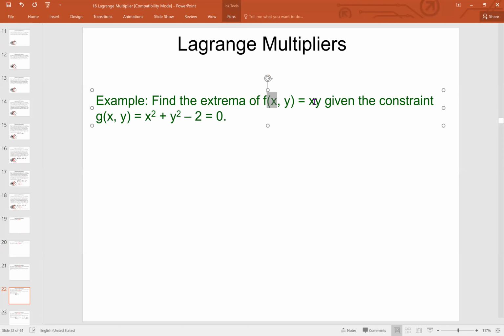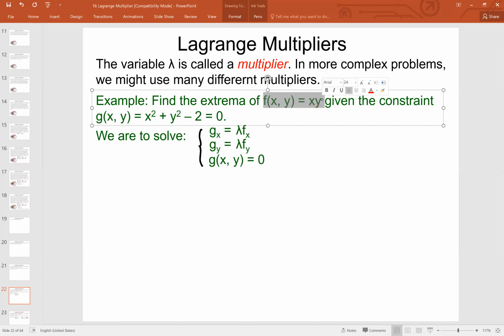What's f of xy equal xy? If you think about it, that's a saddle. What's x squared plus y squared minus 2 equals 0? Move the 2 to the other side. This is a circle.